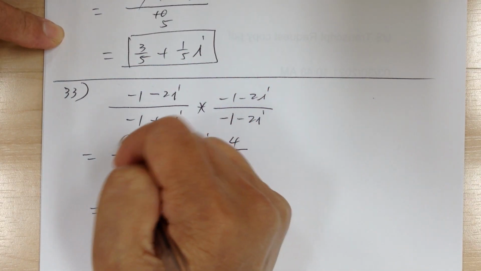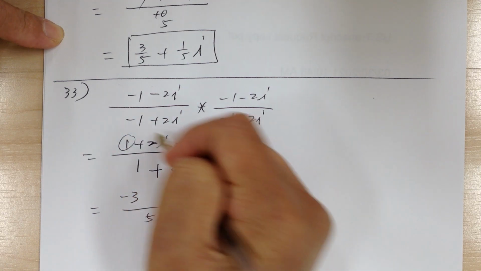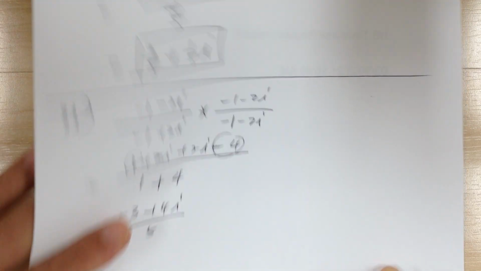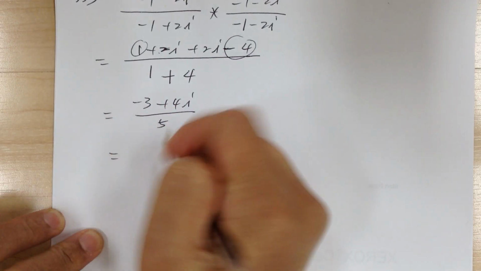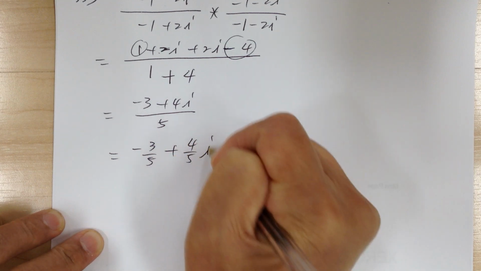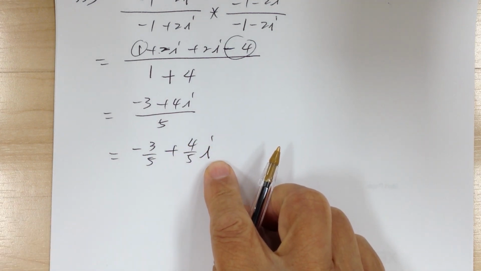Okay, go and combine the like terms. So this will give me negative 3, and this will give me plus 4i. Okay, and again, write your answer in the a plus bi form. Should be negative 3 over 5 plus 4 over 5i. Again, make sure i is kind of big and it's outside by itself.